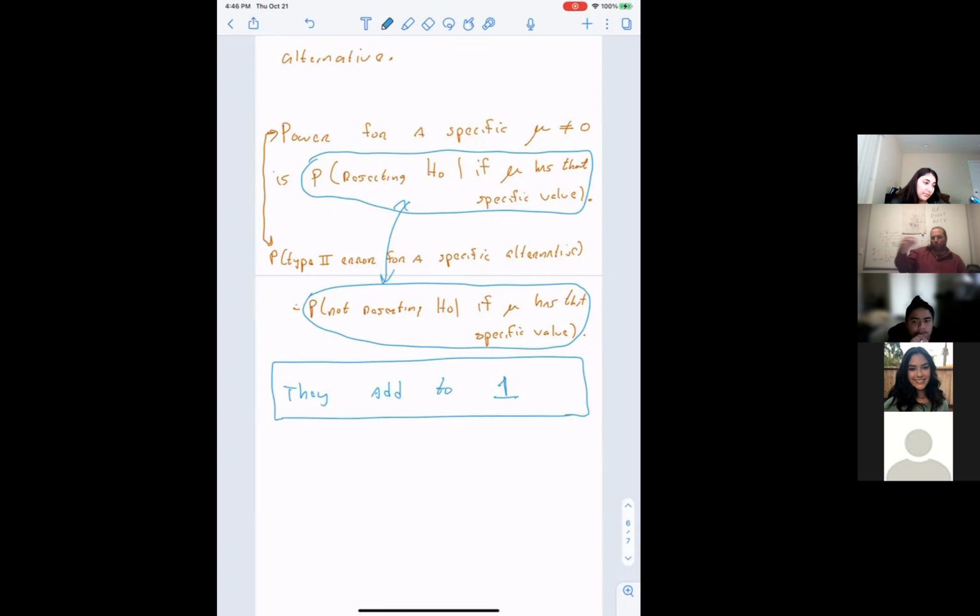Either you roll a 5 or you don't roll a 5. Either it's heads or it's not heads. Two competing possibilities must always add to 1 because there's no other option. Either we reject or we don't reject. It's the entire sample space. Does that make sense?